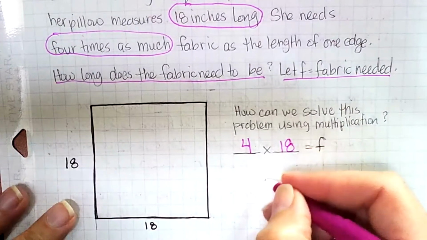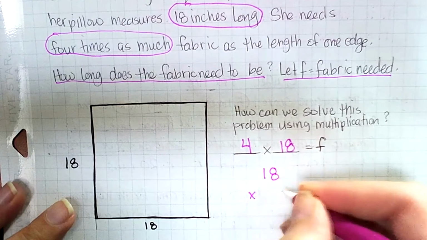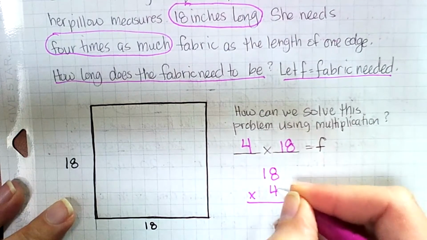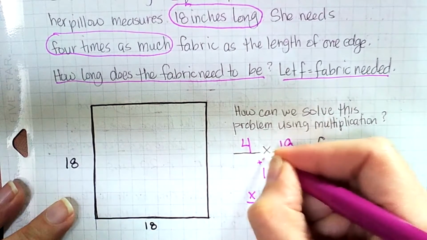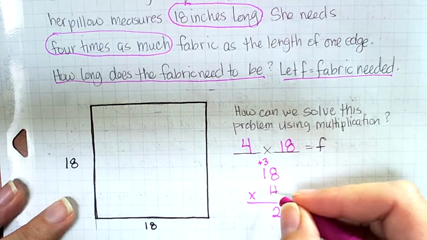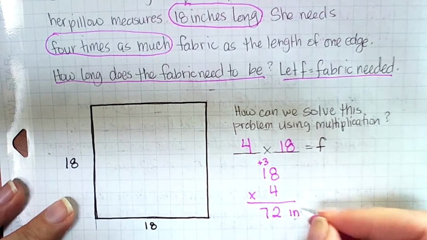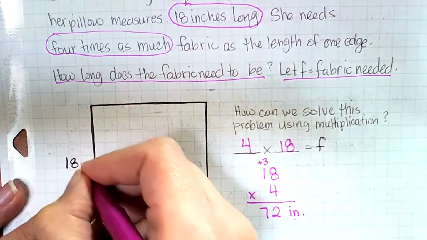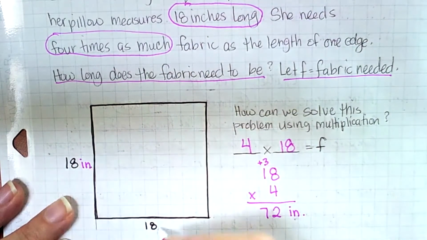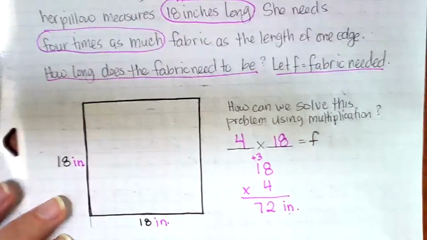Now I can stack and multiply these so that I find my answer. 4 times 8 is 32. I put my 2 over here. I add my plus 3 on top. 4 times 1 is 4, plus 3 more is 7. So this tells me that she needs 72 inches. So we said it's 18 inches long on each side. Make sure you are always adding your units when you're working.